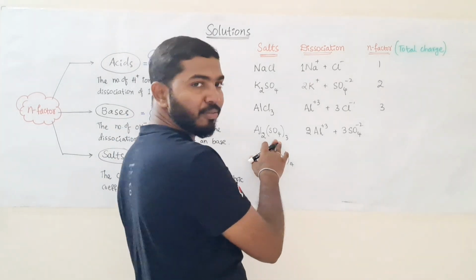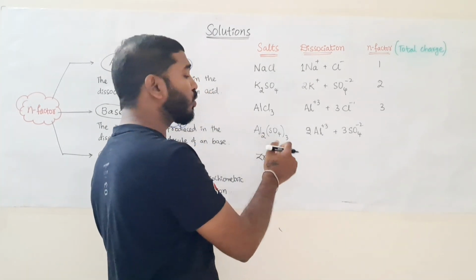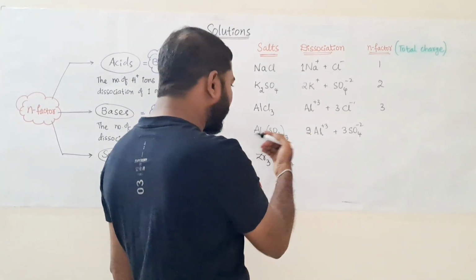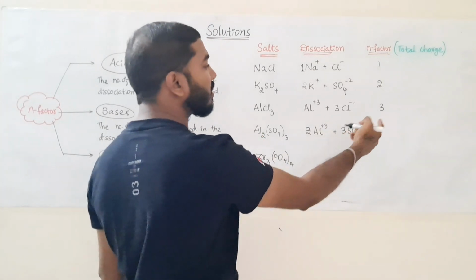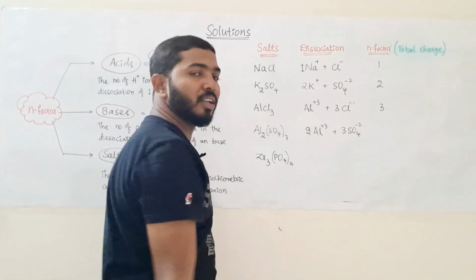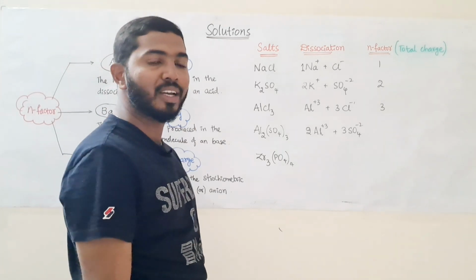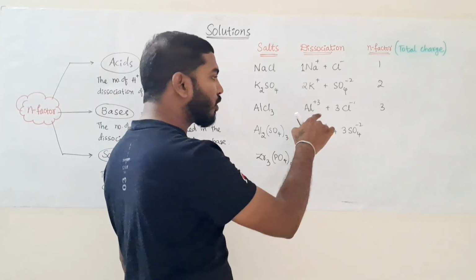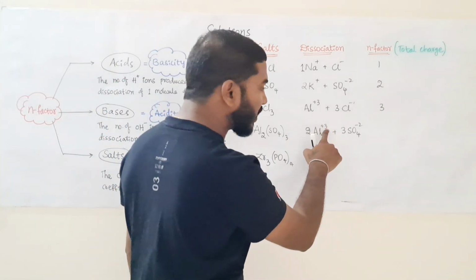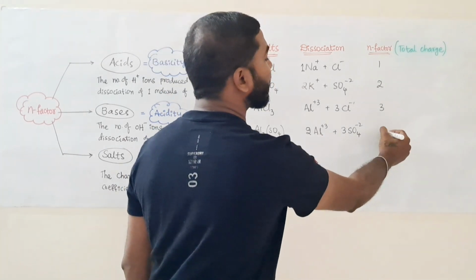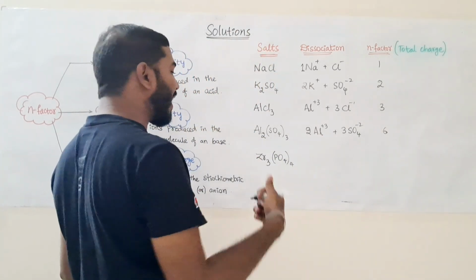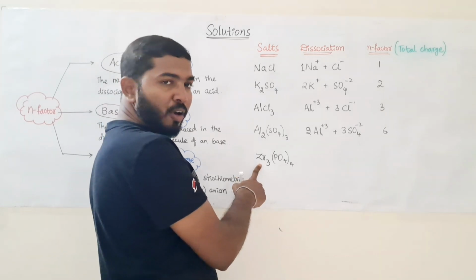And then aluminum sulfate, that is Al2(SO4) taken thrice. Upon the dissociation we are going to get 2 aluminium ions and 3 sulfate ions. So what is the N factor for this particular salt? Please have a guess. If you can see the total charge, that is the charge multiplied by its stoichiometric coefficient, it is going to be 6. Hope it is clear.